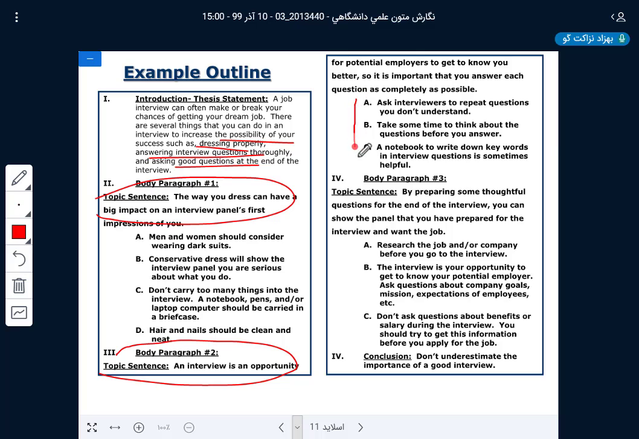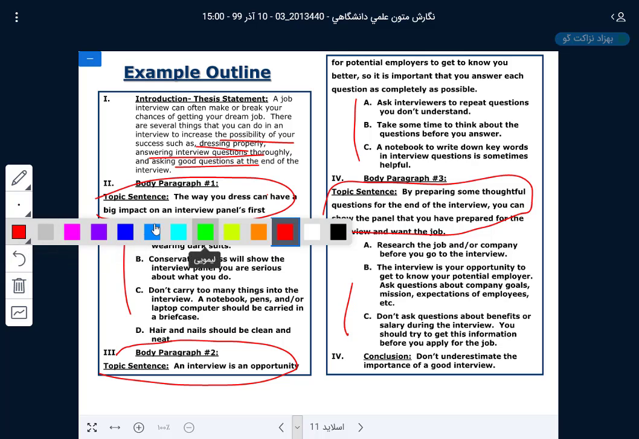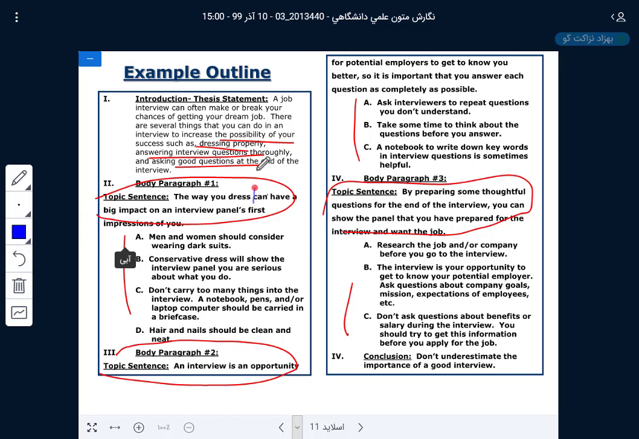And these are the supporting sentences. Supporting sentences and supporting sentences, and the topic sentence for paragraph 3. And as you see, there is a logical connection between this part and this part. This part and this part. This part and this part. So there is coherence. Coherence in Farsi means انسجام معنایی. There is a unity. They are talking about one issue.